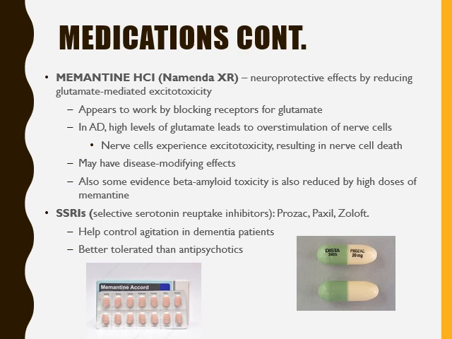SSRIs are your selective serotonin reuptake inhibitors, like Prozac or Paxil. Again, you got this in psych, but this helps control some of the agitation in your dementia patients. And the nice thing about SSRIs is that they are better tolerated than the antipsychotics. So when you have an Alzheimer's patient who is really agitated and can get very aggressive, sometimes SSRIs will help minimize some of those side effects. And we'll talk about that in class as well.